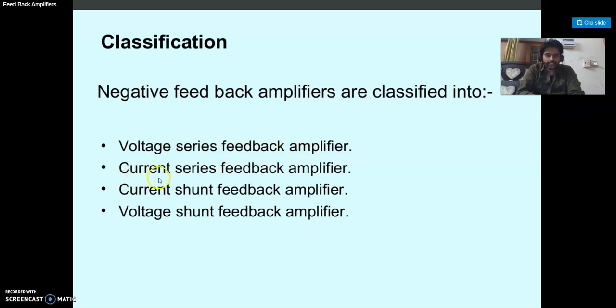If it is current series, current is the sample that is going to be extracted from the output end, and the output of the feedback is going to be mixed in series with the input end at the input side. Coming to this, current is the sample extracted at the output end, and the output of the feedback is going to be mixed in shunt, that means parallel, with the input end.